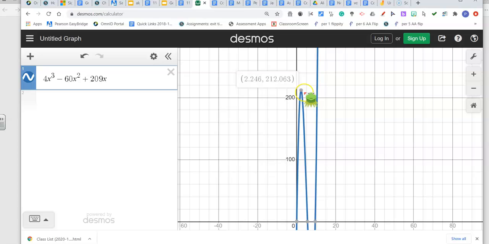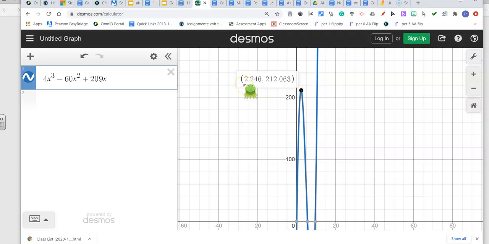So anyway, back to this. What is it saying? This is my x. That's my actual height of the box. And the y value is the volume. So if I look up here and it says 2.246 for x and 212.1, let's say, for y, I see that if I'm going to hit on that, yeah.